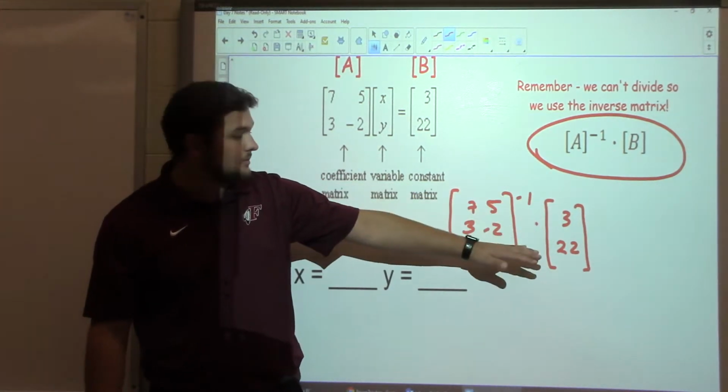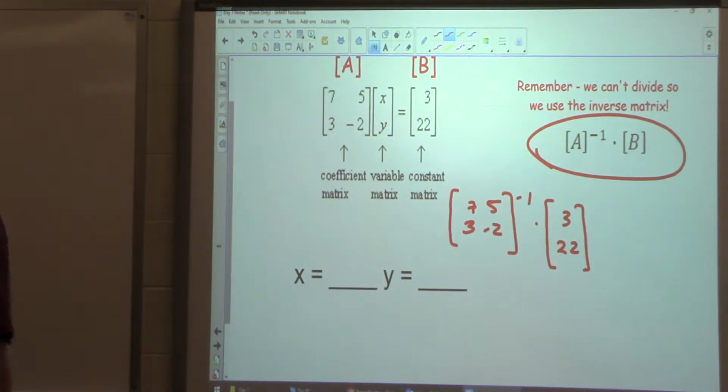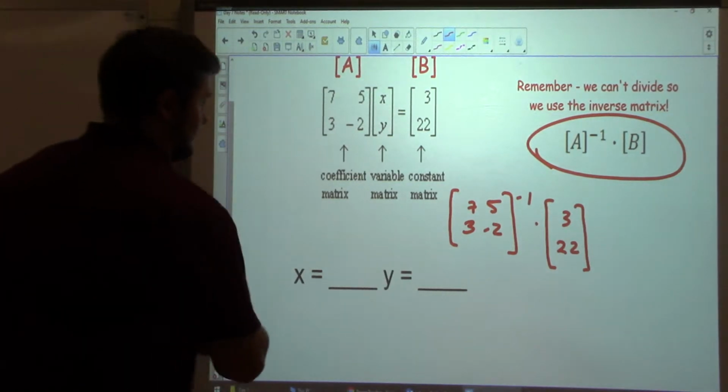Because then you can plug this right into your calculator. If you don't write that out and you just tell me what x and y are, what do you think is going to happen? You're going to get it marked wrong, right? I don't know what you did to get those. I need to see that. So you need to show me what you're putting in your calculator.